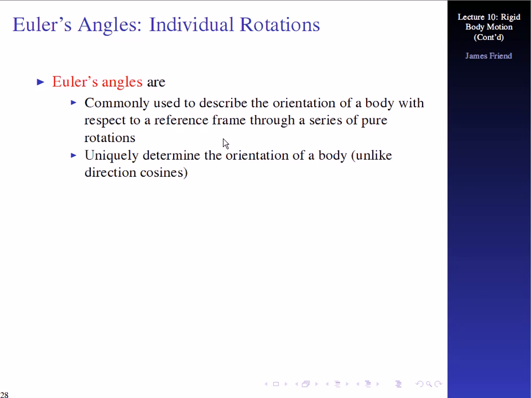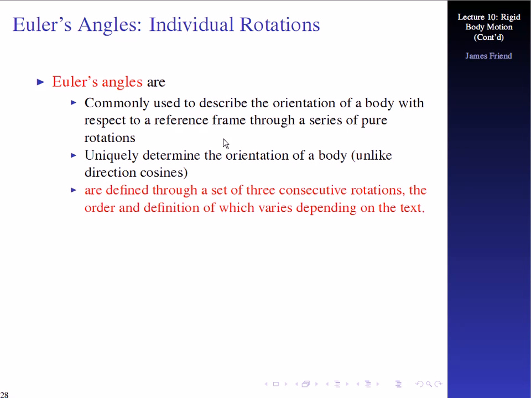You have a set of numbers for Euler's angles. You know exactly what it's going to look like. Euler's angles are defined through a set of three consecutive rotations. And unfortunately, the order and the definition of these depends on the text, and it's really a problem. But if you want to learn something, then try learning what I'm showing you here, and then be consistent with it, and you'll keep track of it.